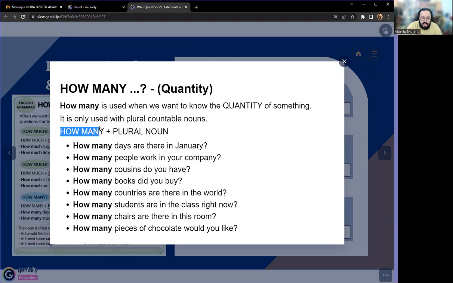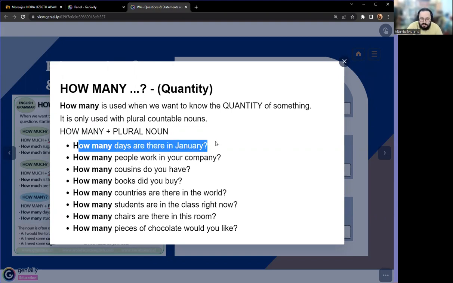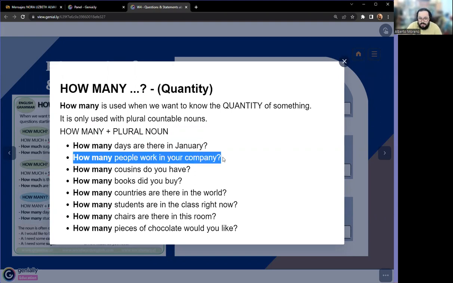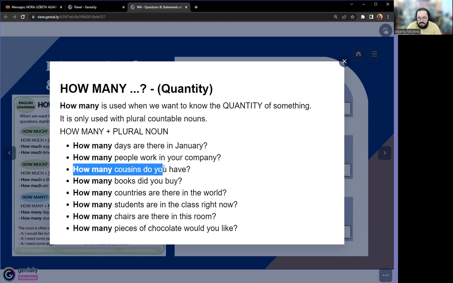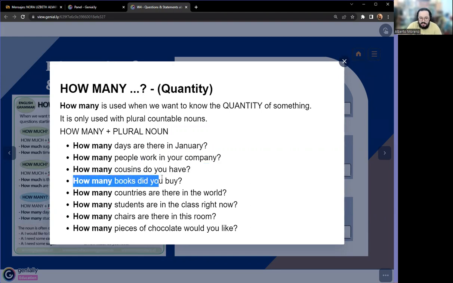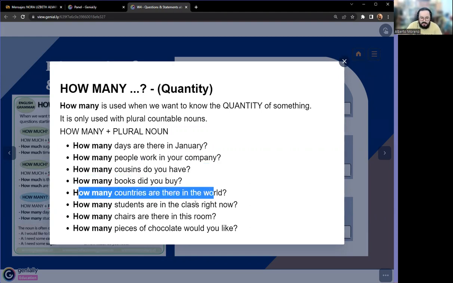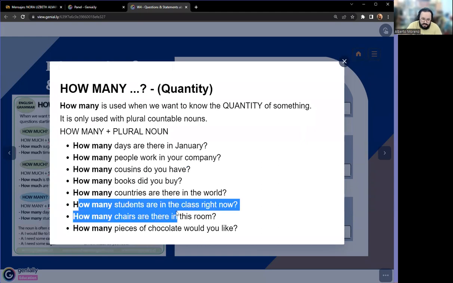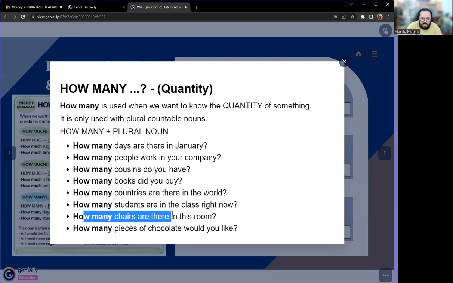And it says in here, how many plus plural countable nouns? And the examples say, how many days are there in January? How many people work in your company? How many cousins do you have? How many books did you buy? How many countries are there in the world? How many students are in the class right now? And how many chairs are there in this room? And how many pieces of chocolate would you like?